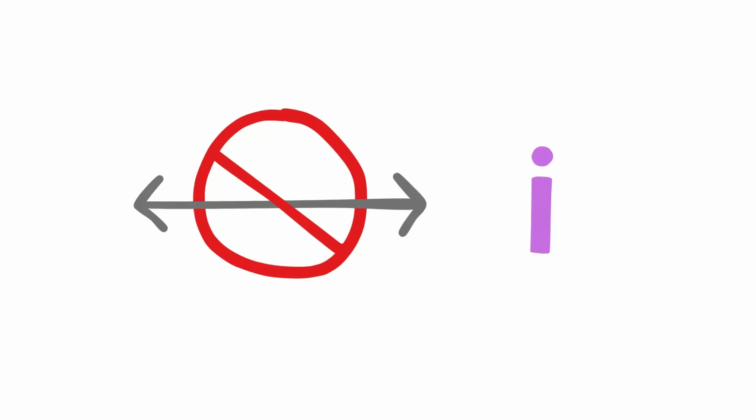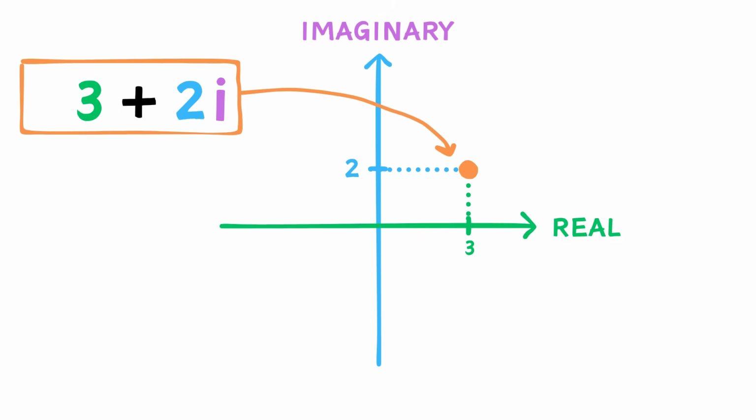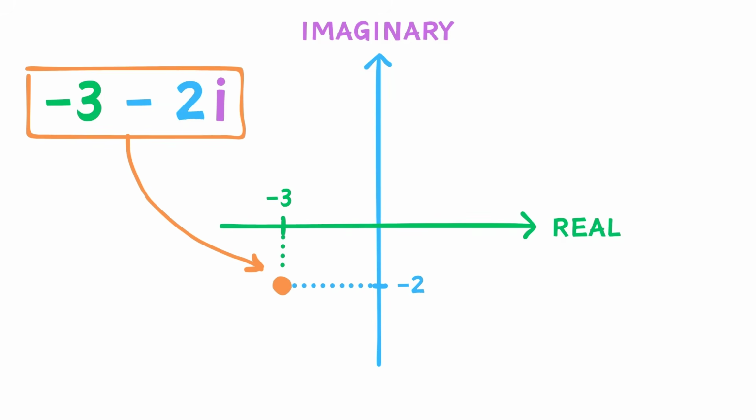Now, how can we plot complex numbers? We know that we can't plot complex numbers on a regular number line. Similar to an xy plane, we can create a complex plane. The horizontal axis is the real part, and the vertical axis is the imaginary part. So to plot 3 plus 2i, the point is 3 units to the right and 2 units up. And similarly, -3 minus 2i means 3 units to the left and 2 units down.